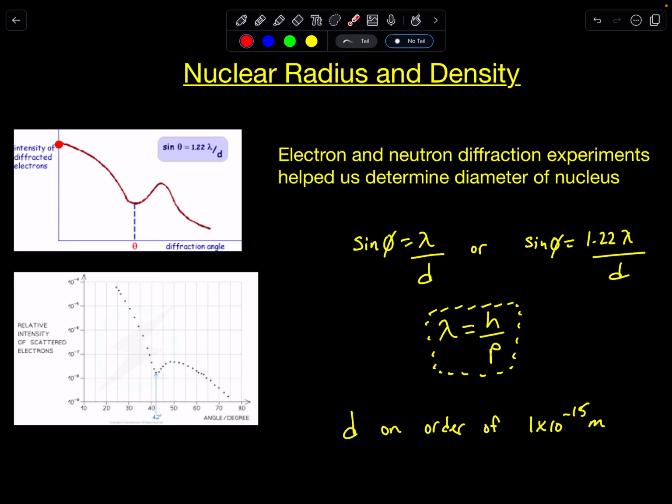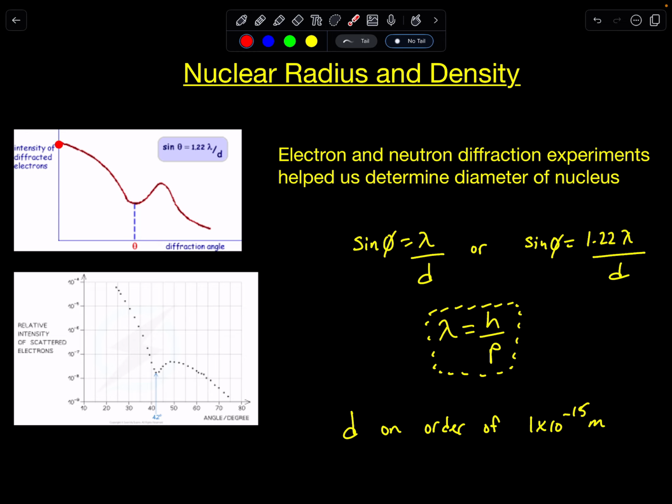1.22 would be for circular diffraction if the diffraction patterns are circular. If the diffraction patterns are not, then it would be just lambda over d, this one over here. So whenever a question arises that they want you to ask for nuclear radius or the diameter of a nucleus using diffraction experiments with electrons and neutrons, you usually would be given a graph like this, and you have to interpret the information from the graph.